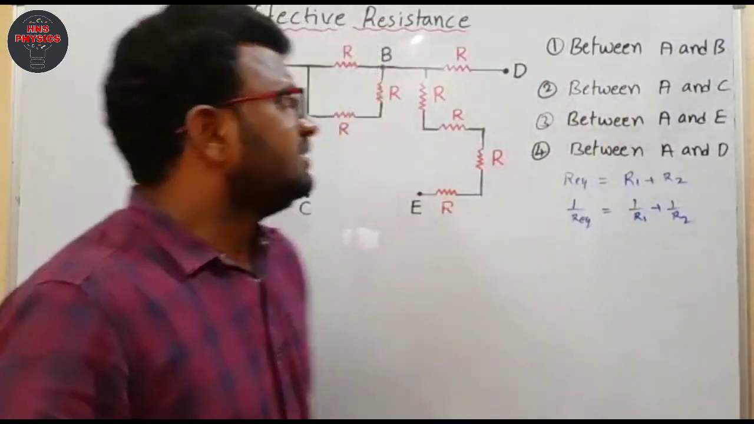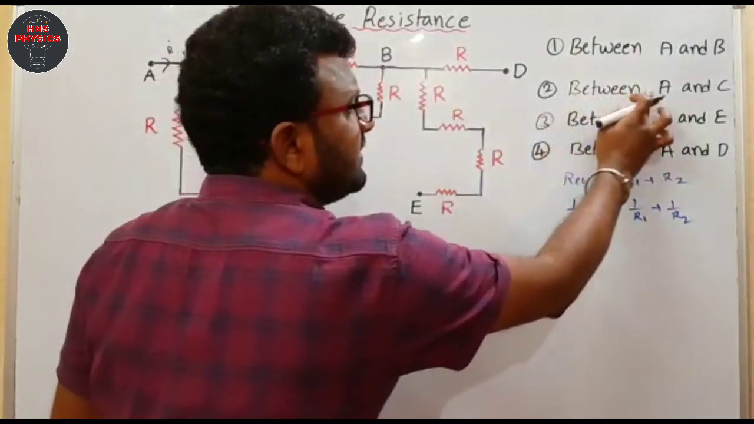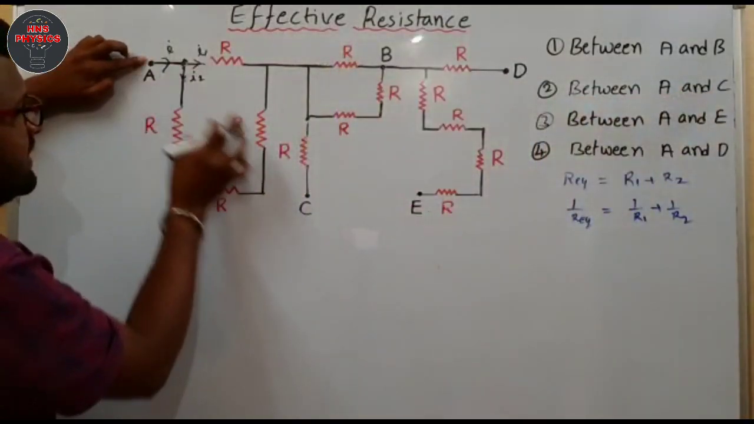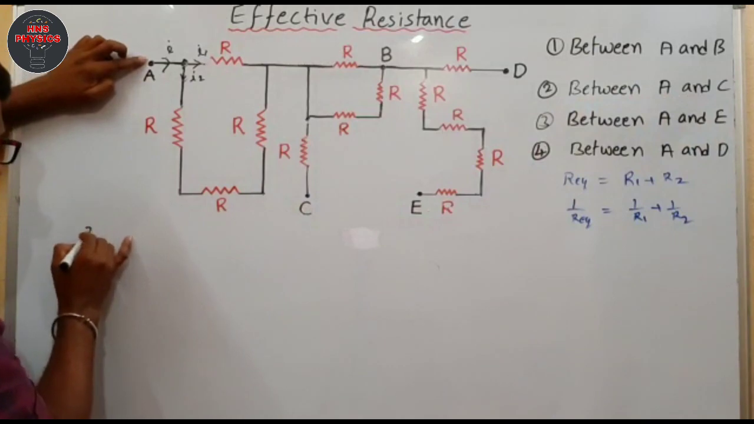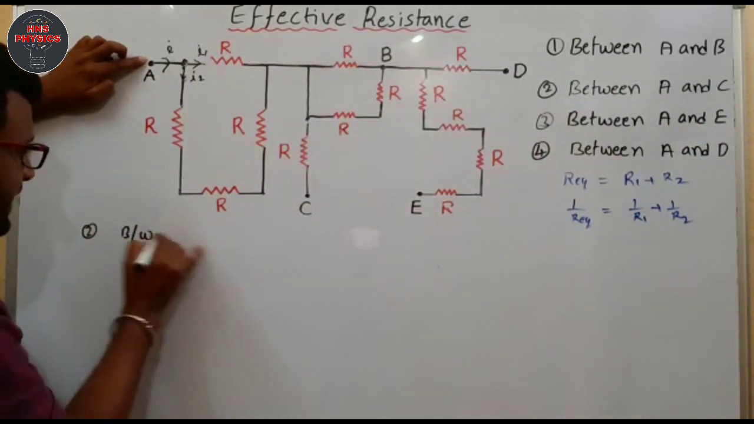Right, coming to the second one, we have to find the effective resistance between A and C. The second one, between A and C.